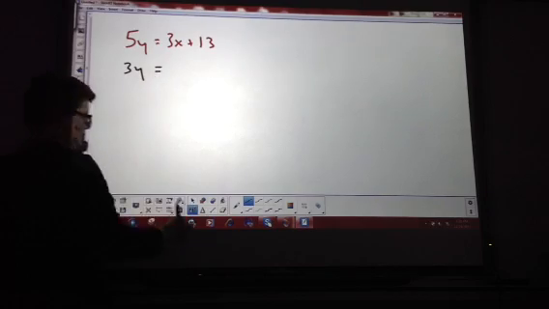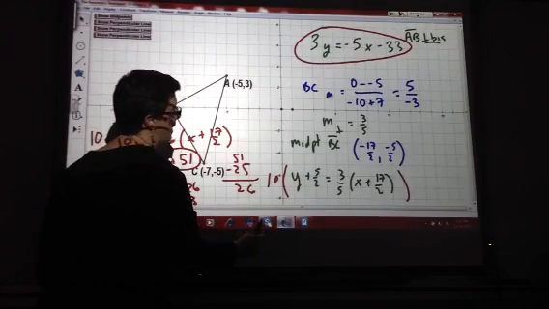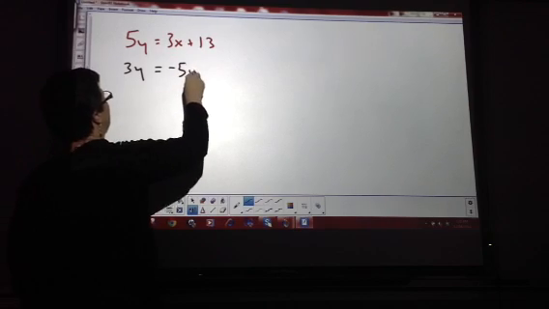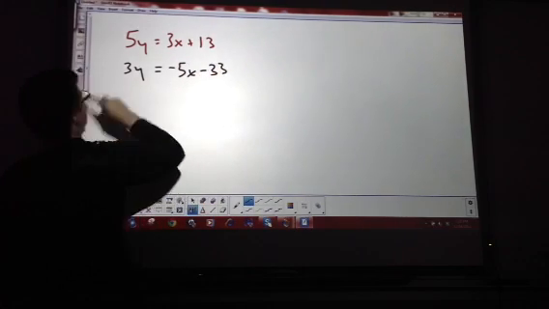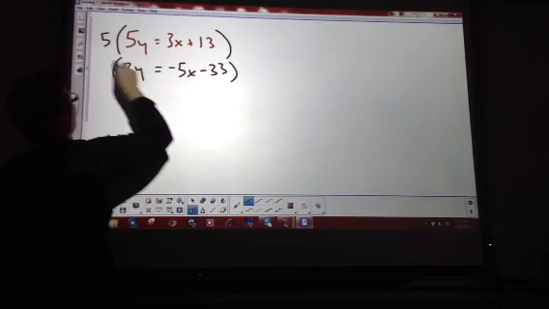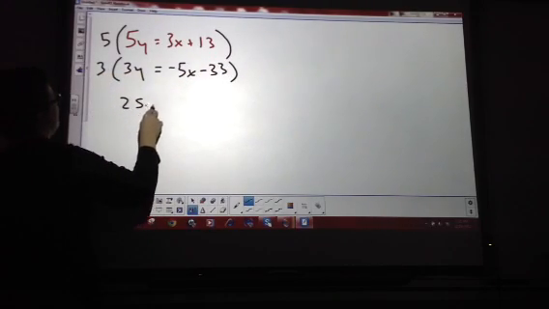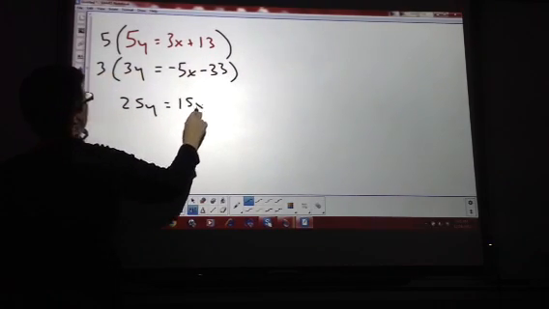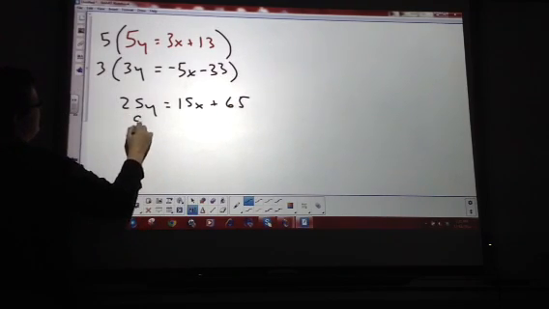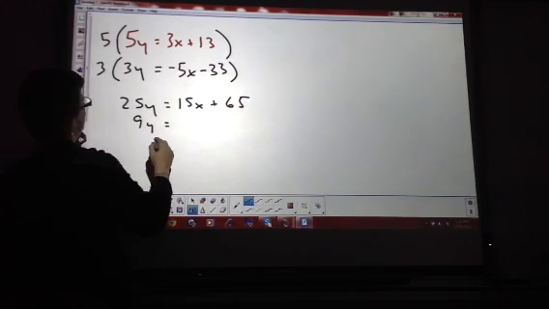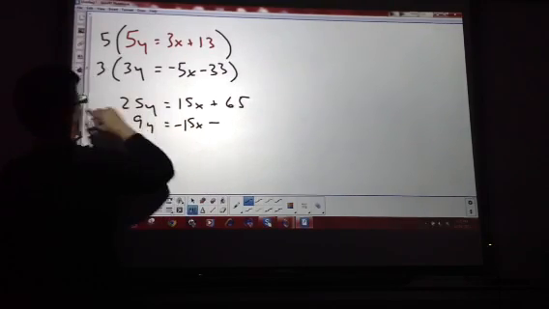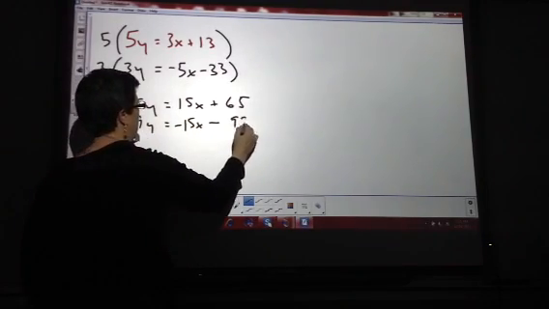3y equals, I just lost my, minus 5x minus 33. So we've got that. Minus 5x minus 33. So here I'm going to multiply this by 5 and this by 3. So 25y is equal to 15x plus 65. And this is 9y is equal to negative 15x minus 99.